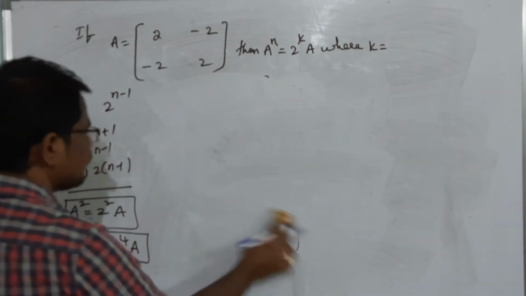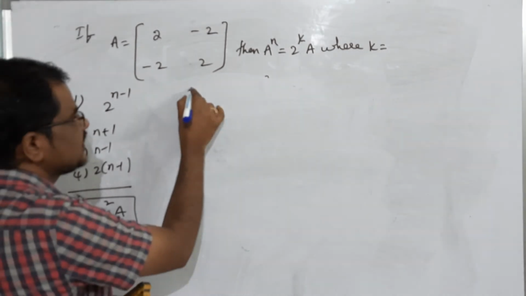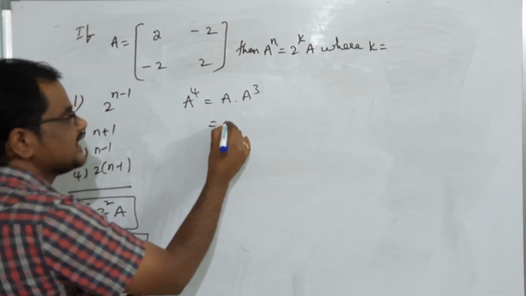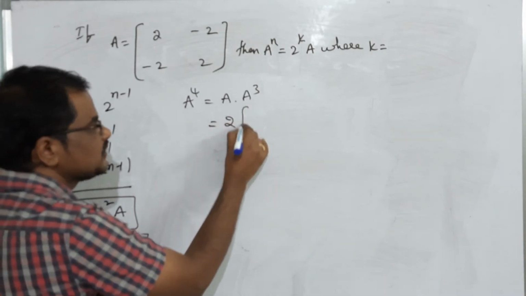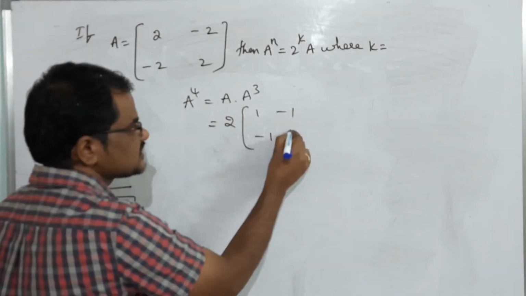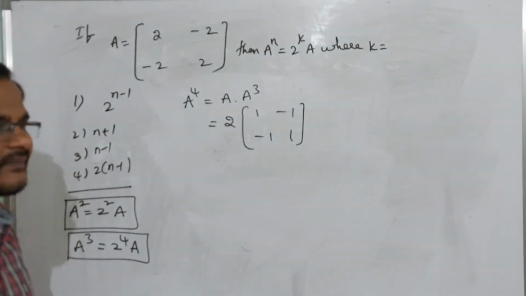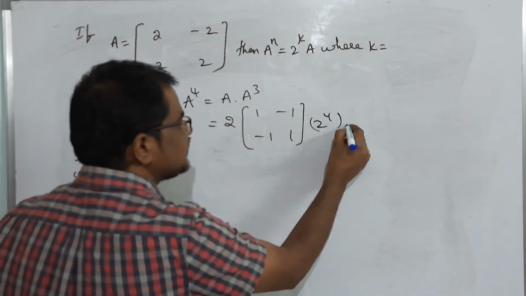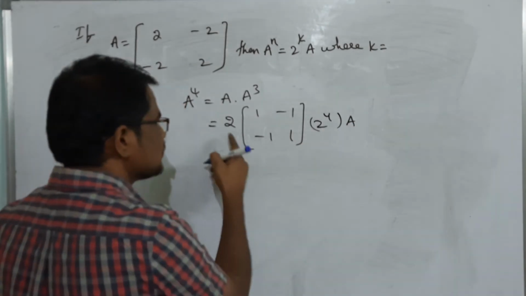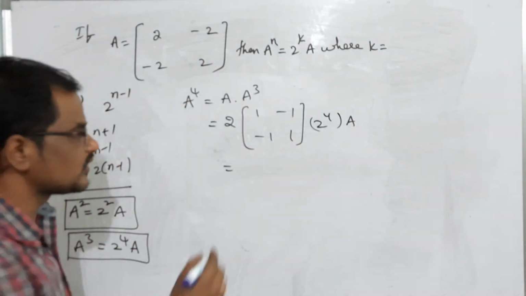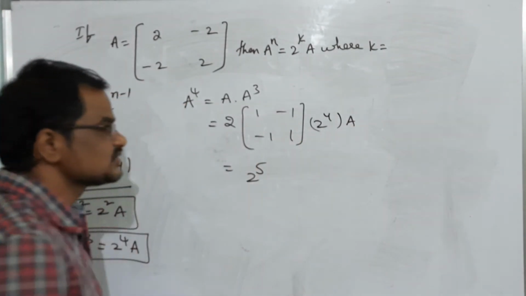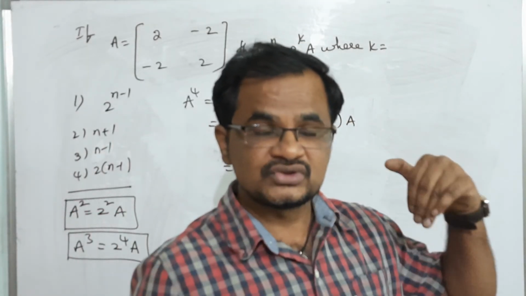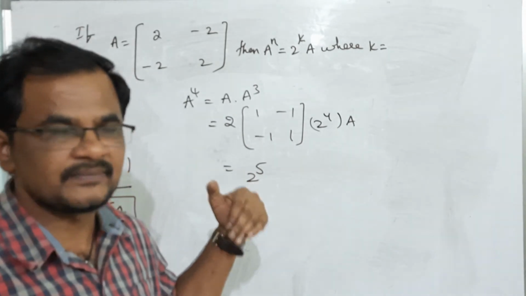A to the power of 4, if you take a to the power of 4 equal to a into a cube. A is what? 2 into (1 minus 1 minus 1, 1), right? Now a cube equal to what? 2 to the power of 4 into a. That is equal to 2 into 2 to the power of 4, 2 to the power of 5. So it's taking time. So that's why in the first half an hour we should not do this type of problems.